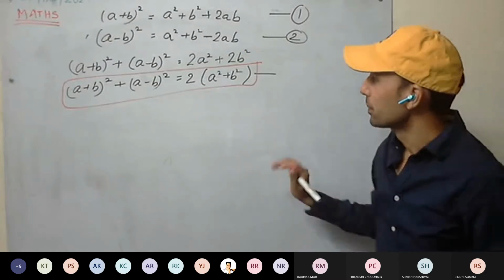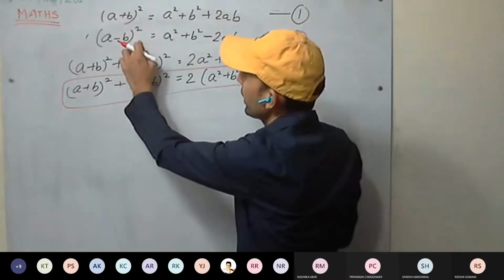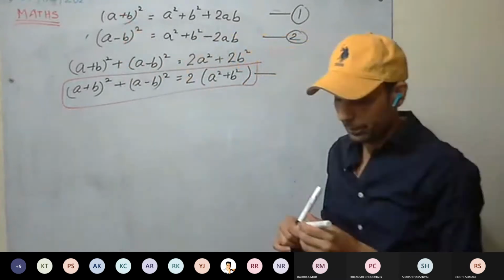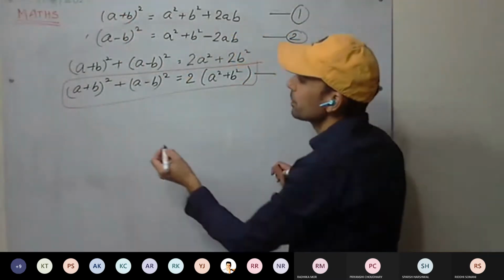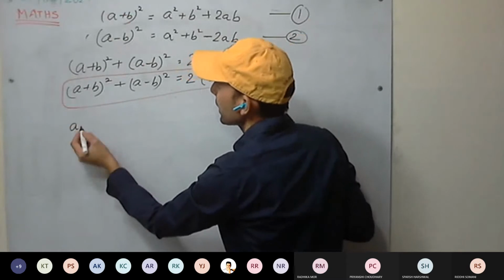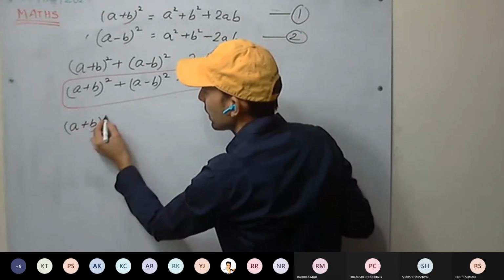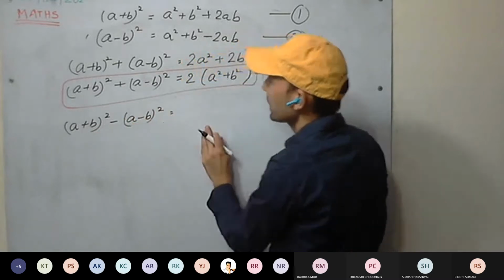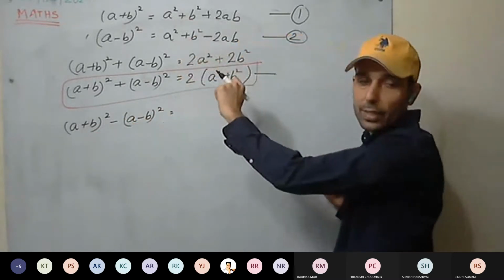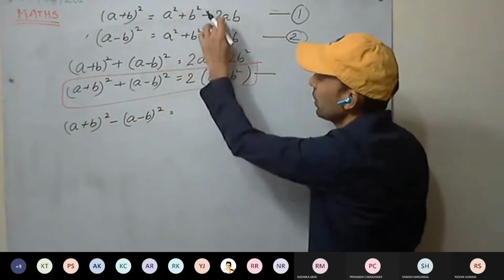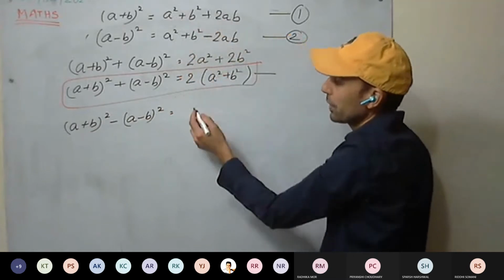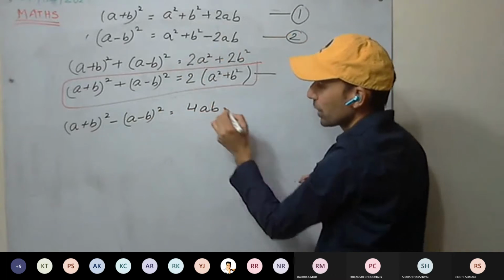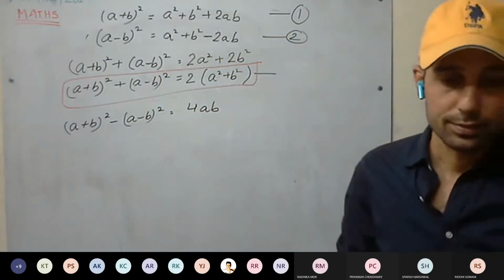Now we have added them. If we subtract them, from the first I am subtracting the second one: A plus B the whole square minus A minus B the whole square. If I am subtracting, A square minus A square is 0, and B square minus B square will be 0. 2AB minus minus 2AB will be plus 4AB. Understood this one?